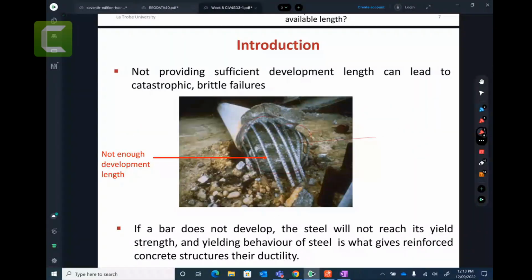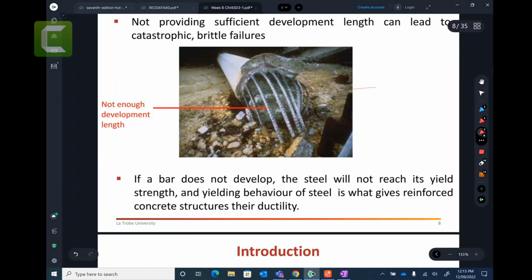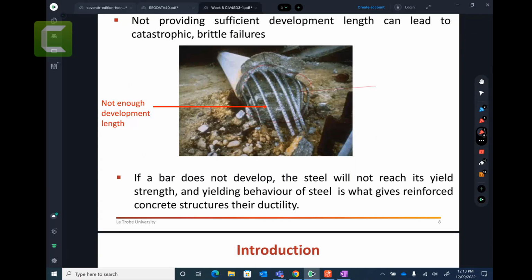All right. If the bar does not develop, the steel will not reach its yield strength, and the yield behavior of steel is needed in a reinforced concrete structure for ductility. I already explained that if you don't provide enough development length, the bar will just pull out, with no yielding, no load, and you will have a failure.